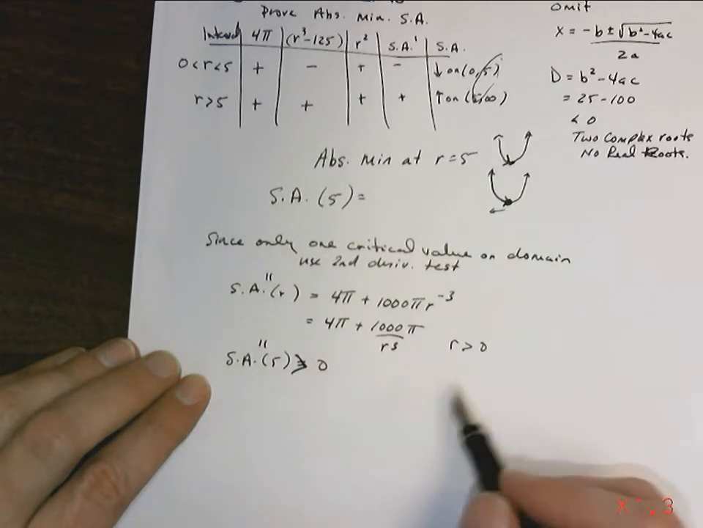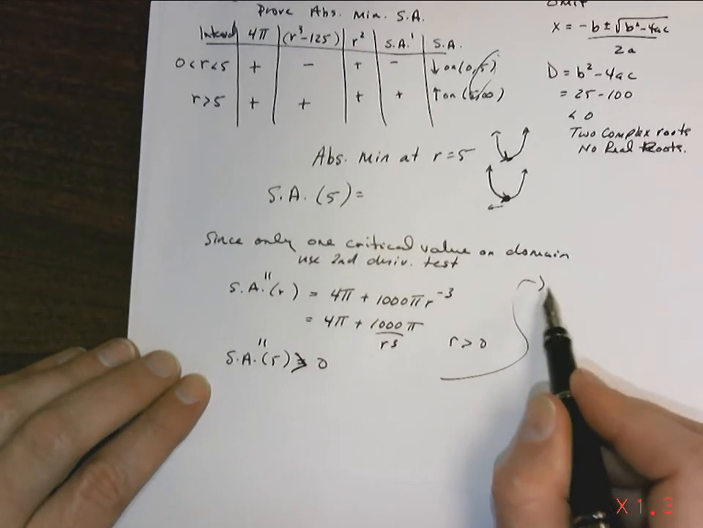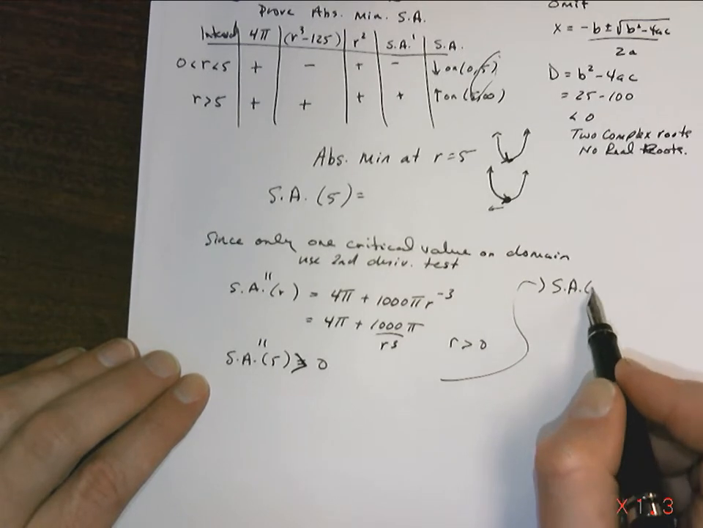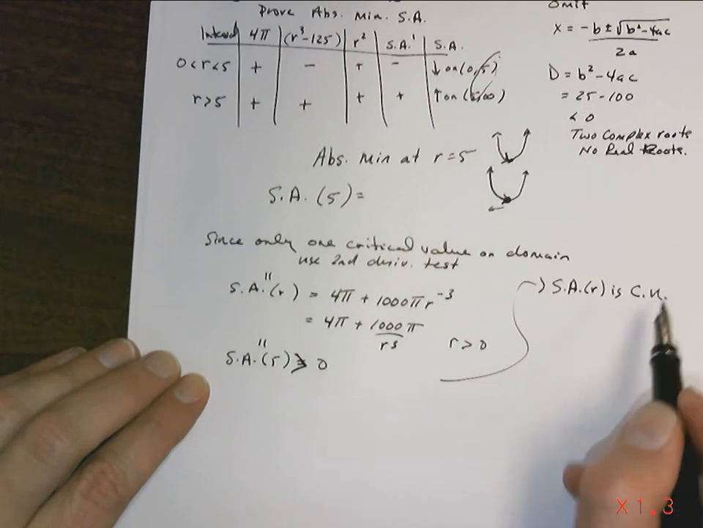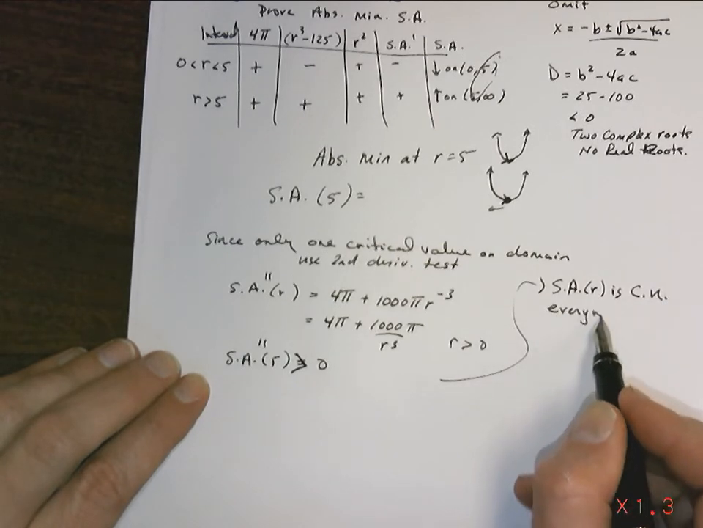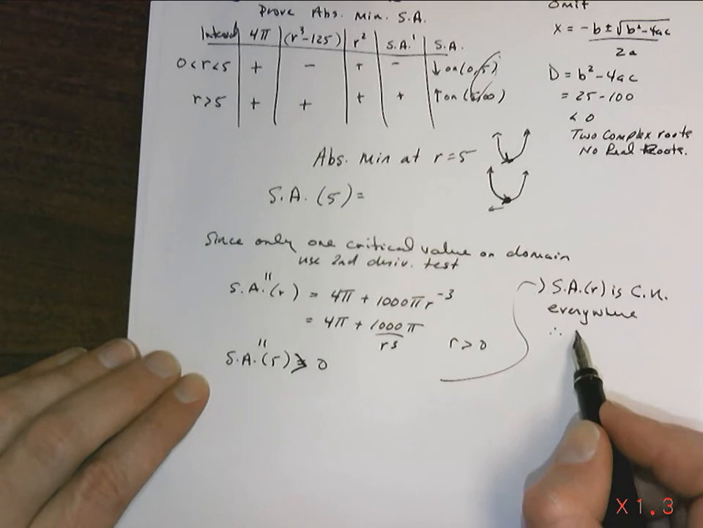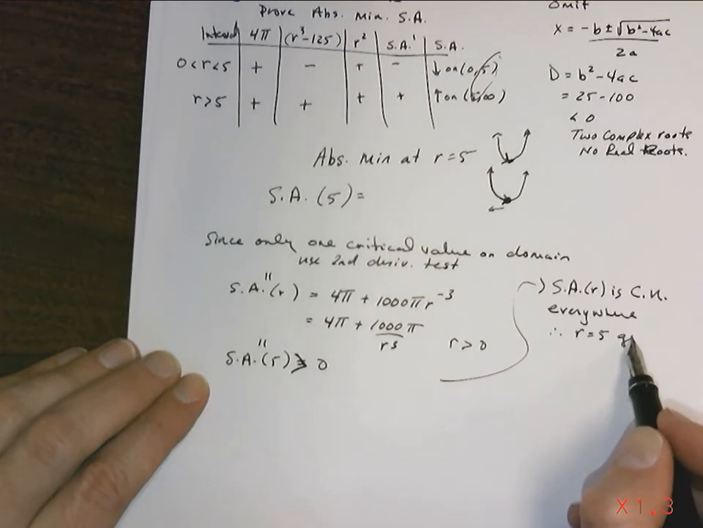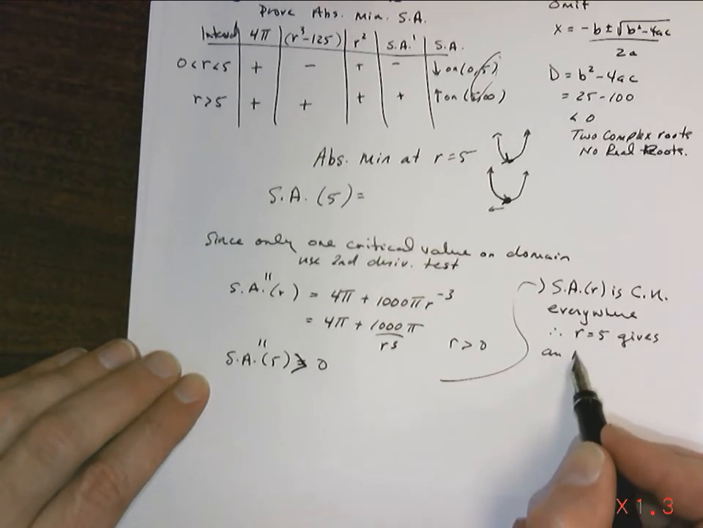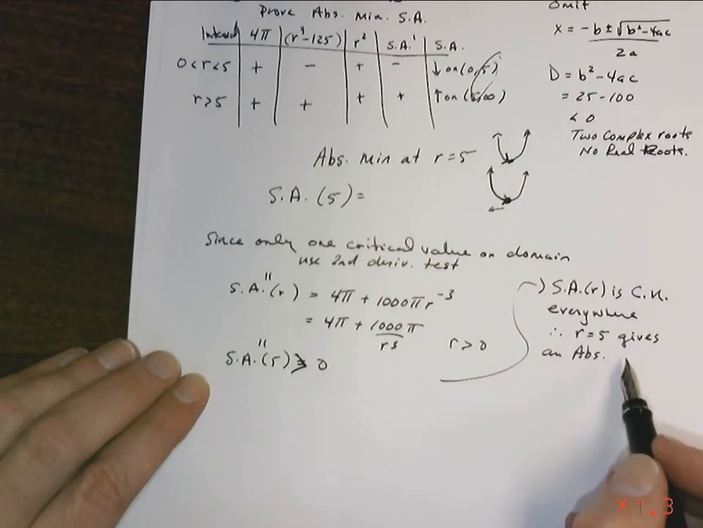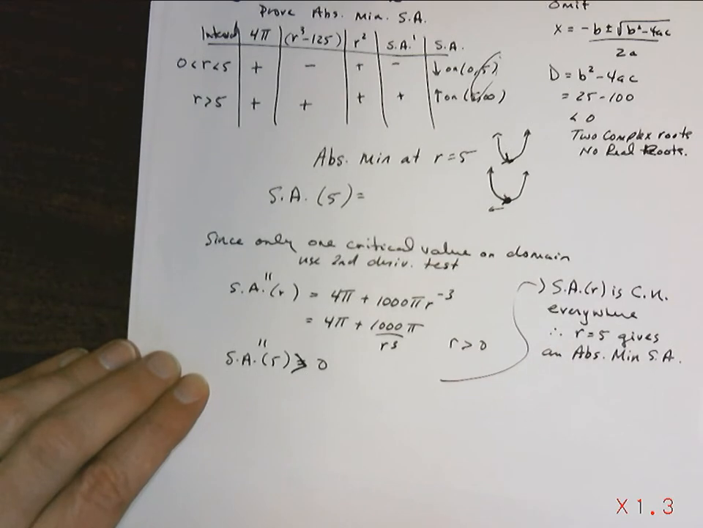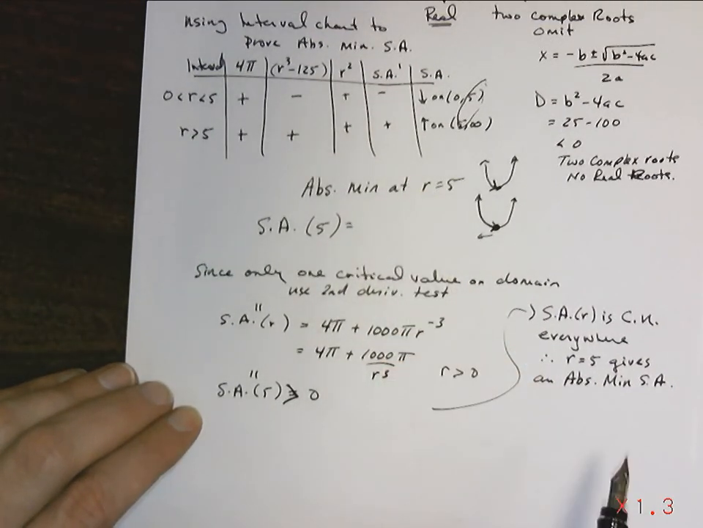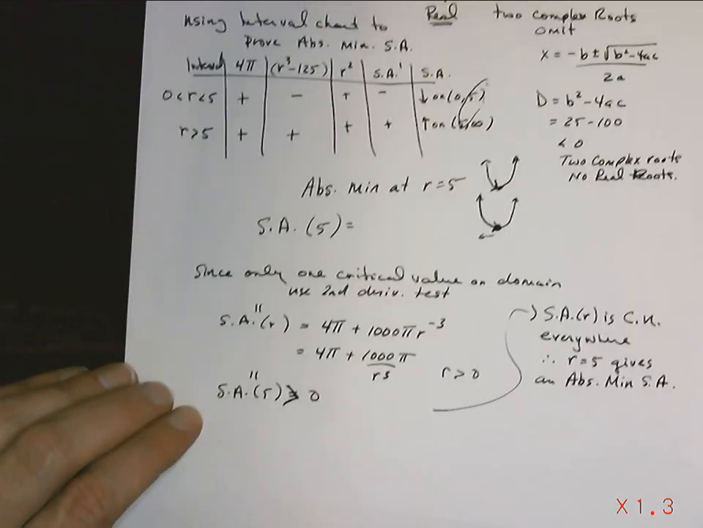So therefore, it is concave up everywhere. Therefore, r equals 5 gives an absolute minimum surface area. So it all depends which way you like. You can do either one. Both work in this case. All right, that's example 3 done. I'll come back with example 4.